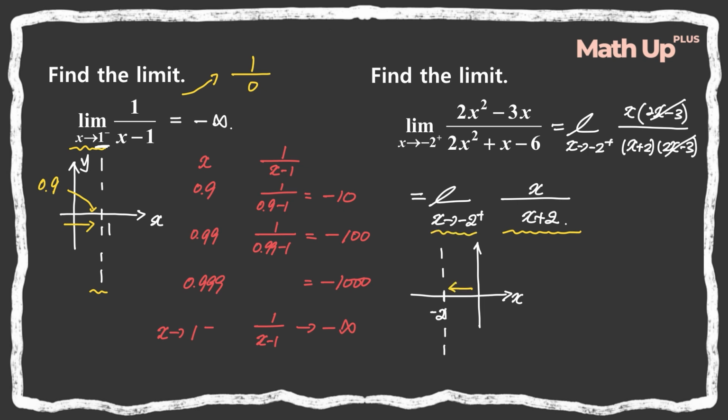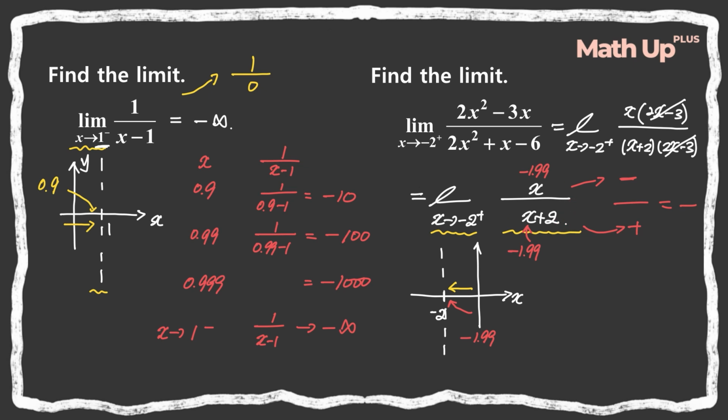So I'm going to assign a value of x a little greater than negative 2, maybe negative 1.99, right? You don't have to evaluate this expression when x is negative 1.99. All we have to know is whether this is negative or positive. So negative 1.99, that's negative. Negative 1.99 plus 2, that's positive, right? So negative over positive, that's negative, right?